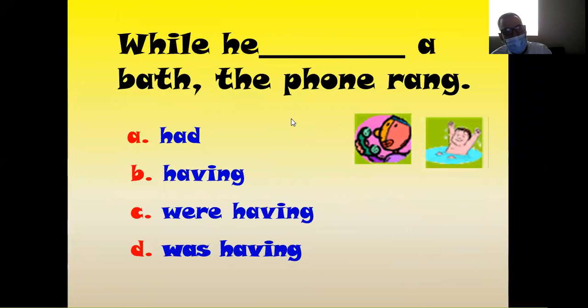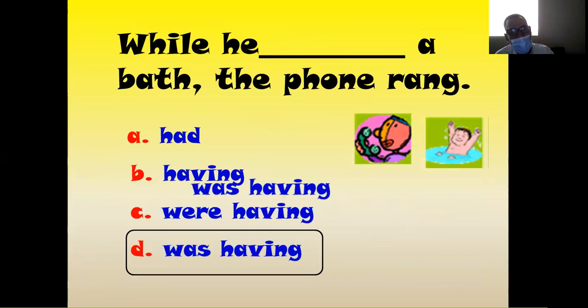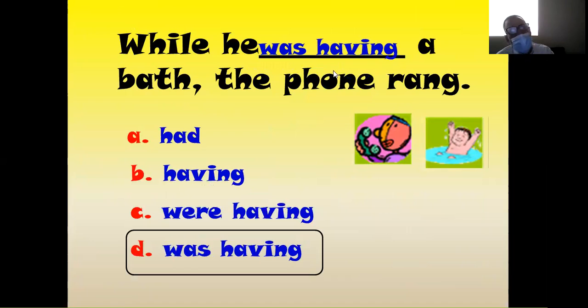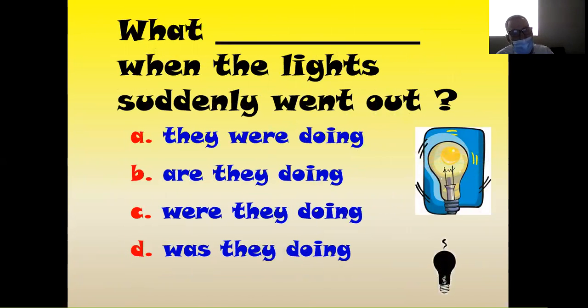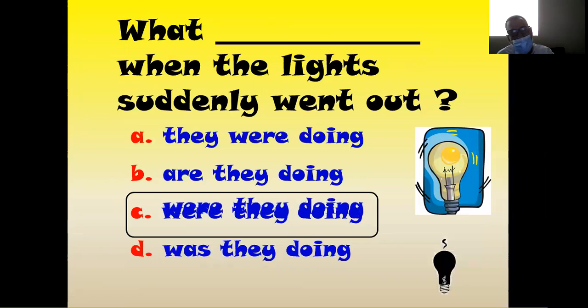Look here, the other sentence. While he a bath, the phone rang. While he was having a bath, the phone rang. Here is the long action: while he was having a bath. Then the phone rang. Okay, another sentence. What when the light suddenly went out? What were they doing? Great. Here is a question.